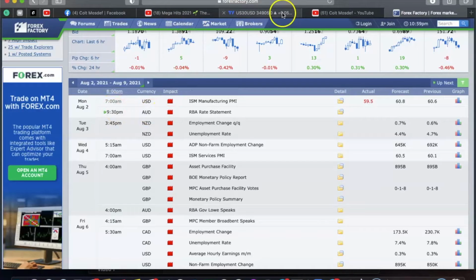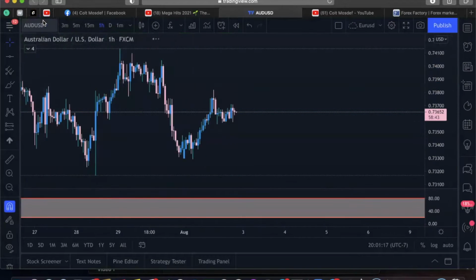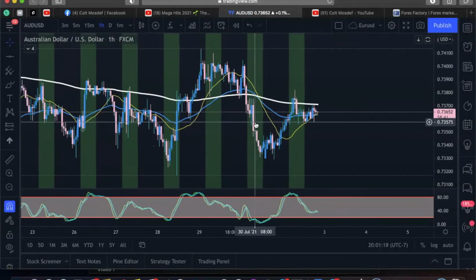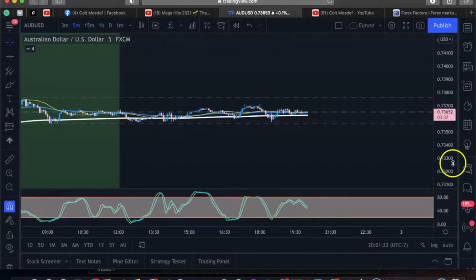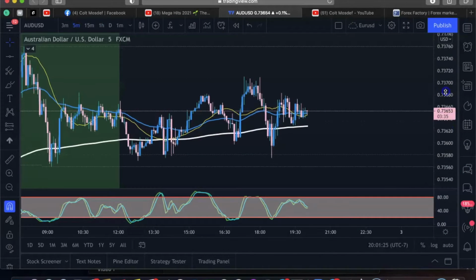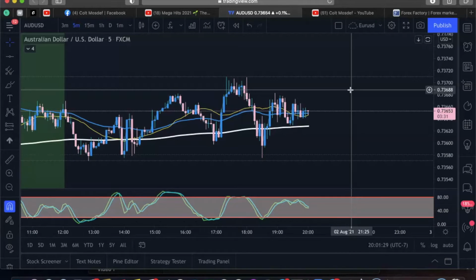So we're going to go to TradingView. We're going to type in AUD USD. Let's go, baby. Now when we're using this strategy, we're going to be on the 5-minute chart. You want to do this about 5 minutes before the news comes out. And let me tell you, this isn't going to happen every single time, but it's crazy. When I tried this strategy for the first time, I made like $800 in a matter of 2 minutes.